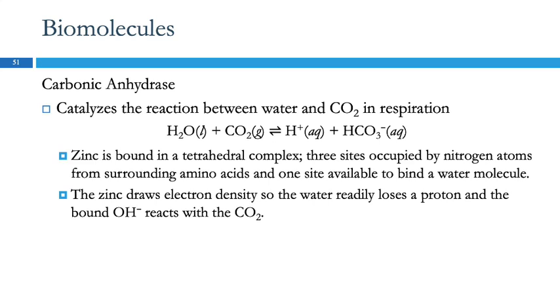The zinc draws electron density away from the hydrogens, which makes it easier for them to be lost. So it makes it easier for the water to lose a proton, and then that hydroxide that's left will react with the CO2 and form the carbonic acid, the hydrogen carbonate. And this is the proton that got lost from the water. So this reaction does occur naturally, but carbonic anhydrase makes it happen much faster.